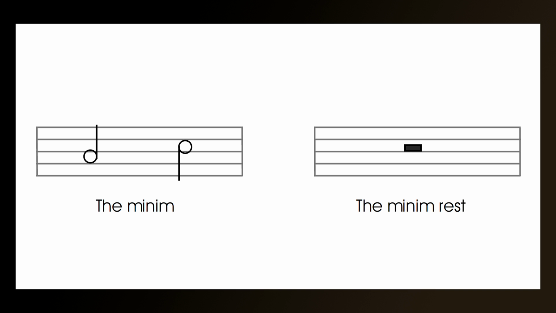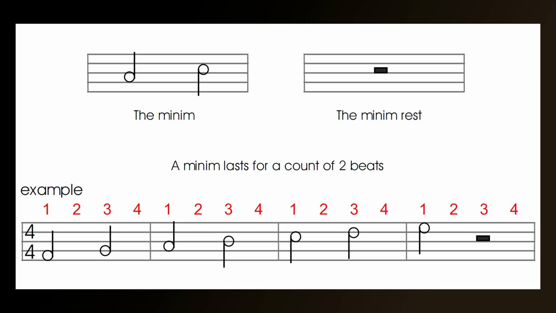There is a general rule that if the minim's above the centre line, that's the B line, the tail goes downwards. And if the minim's below the centre line, then the tail goes upwards. However, this isn't a law, it's just a generalisation, so you do see them pointing in different directions. The minim should last for 2 beats, and the minim rest the same.